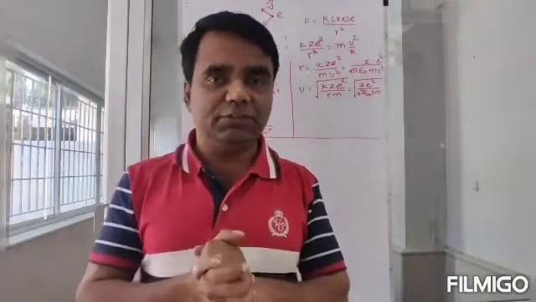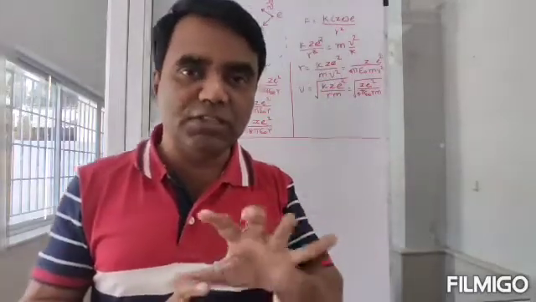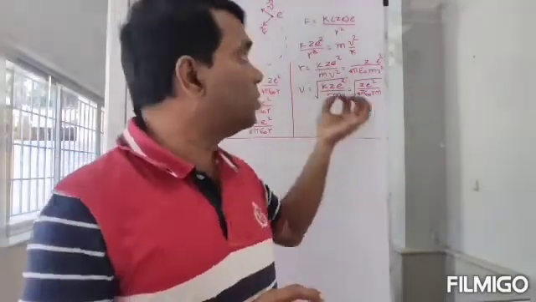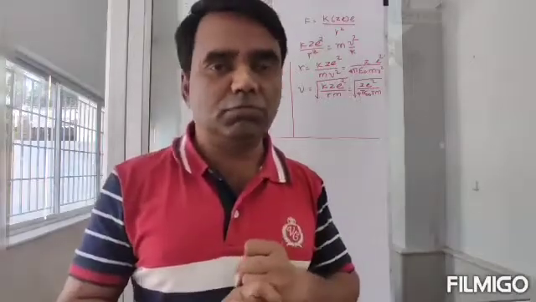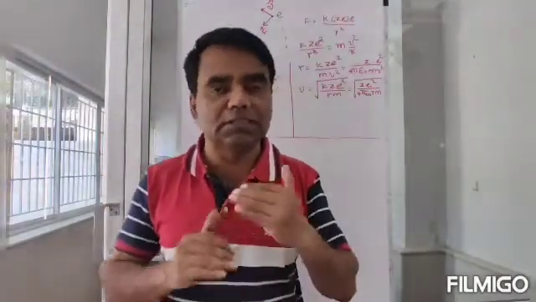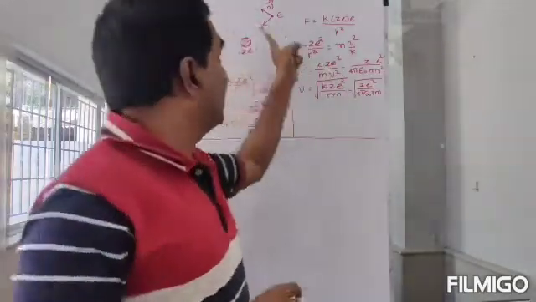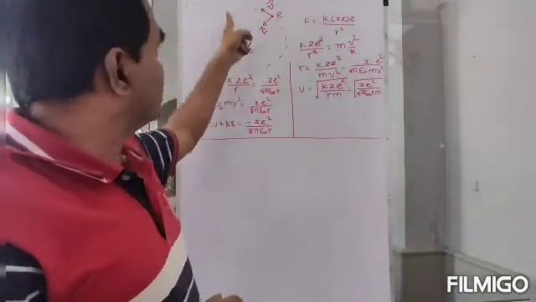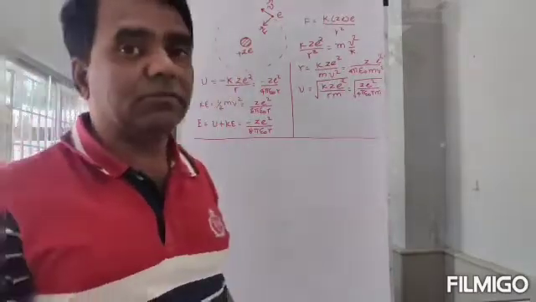So what does he say? The first postulate removes the problem with Rutherford's atom model. What is the problem first? The problem with Rutherford's atom model is this. We say that this electron is going around the nucleus.